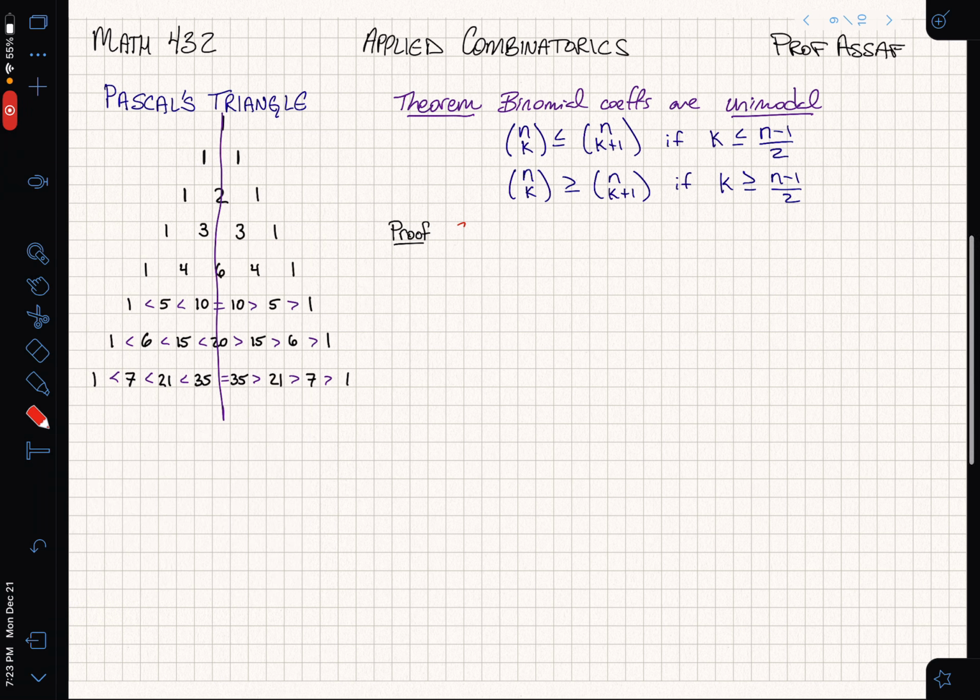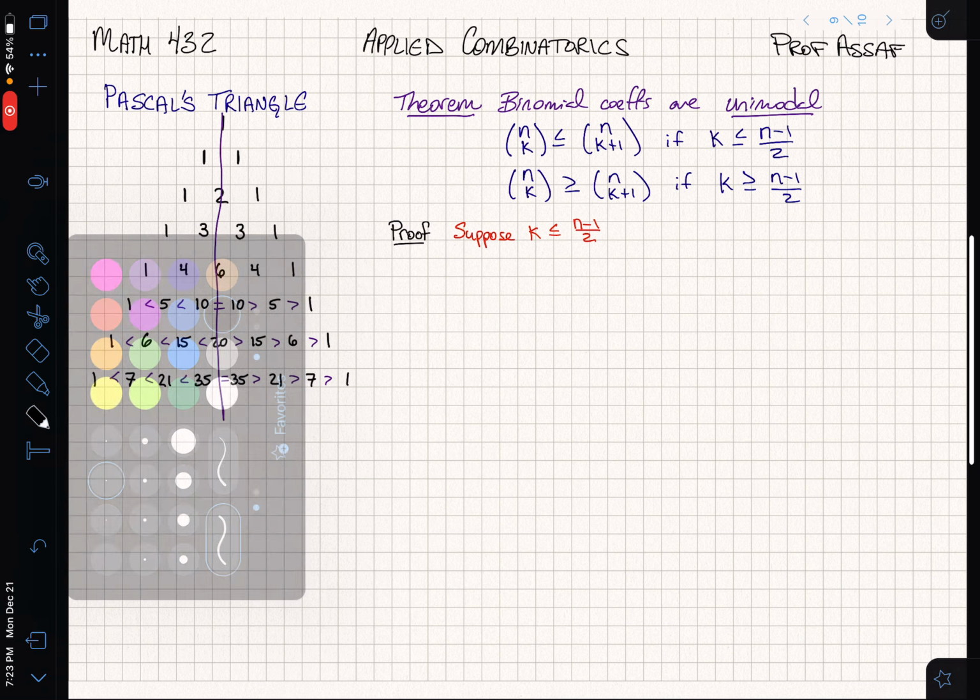So I'm going to make an assumption. I'm going to pick a case. We technically need to do both, but for the interest of brevity, I'll just do one. I'll choose k less than or equal to (n minus 1) over 2. Okay, that's what we're going to get to assume.